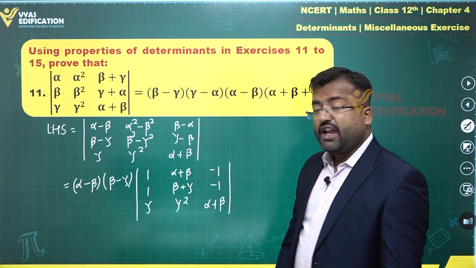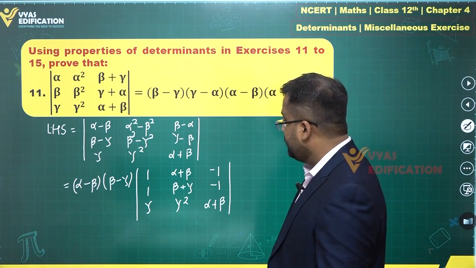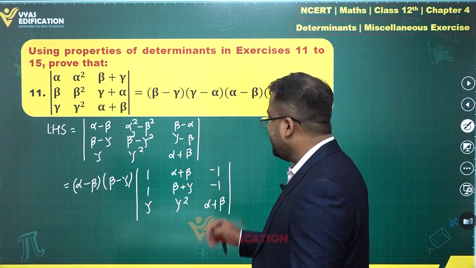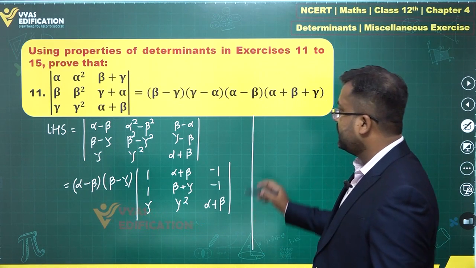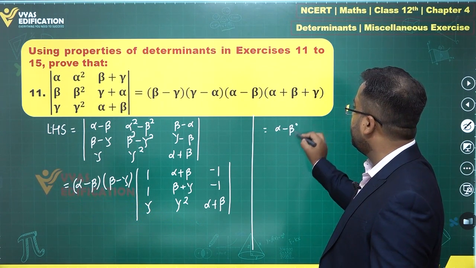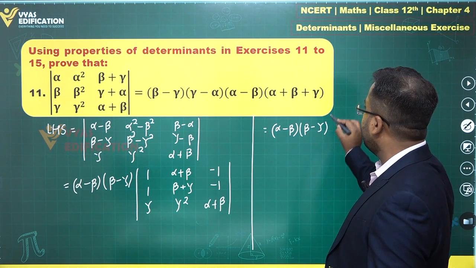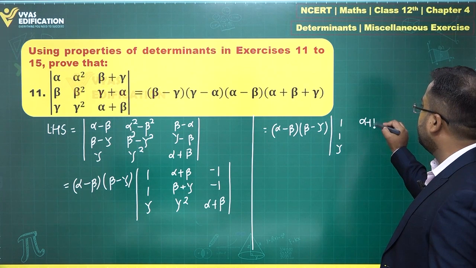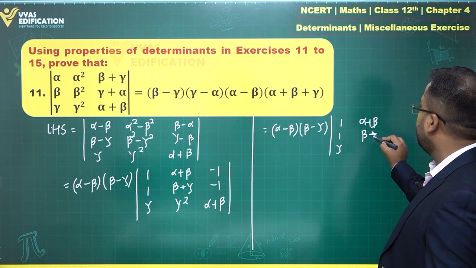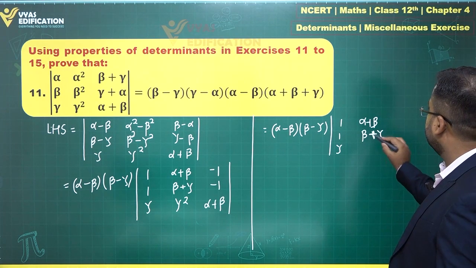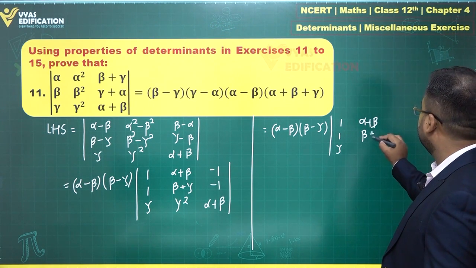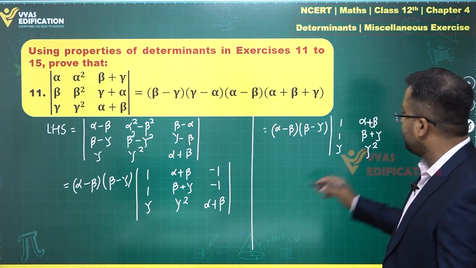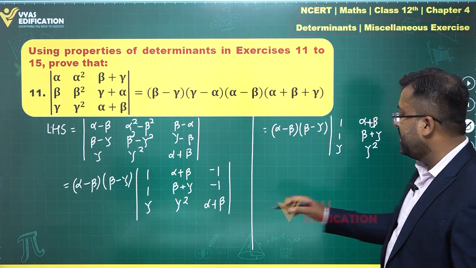Okay. What can I do next? I can simply create some more zeros by maybe adding this over here. Yes, that's a simple approach. Let's add that and get a 0. So this will give me alpha minus beta, which is okay. Beta minus gamma is also okay. And this determinant will be equal to 1, 1, gamma, which is okay. Alpha plus beta, beta plus gamma, and gamma square. What you'll get is minus 1 plus 1 0, minus 1 plus 1 0, 0, yes. Alpha plus beta plus gamma, yes.